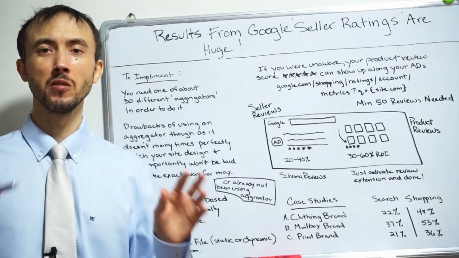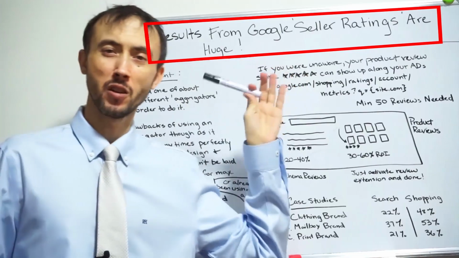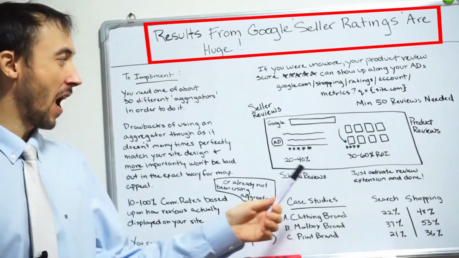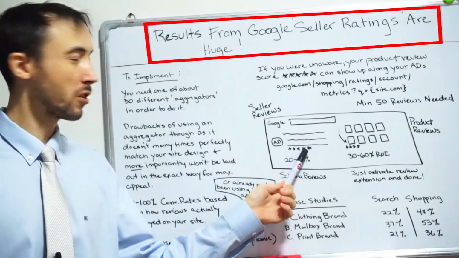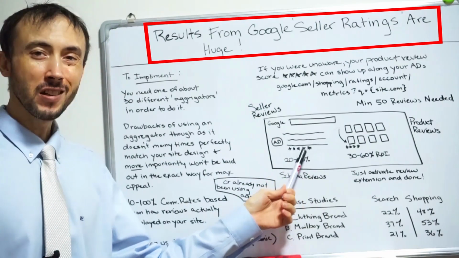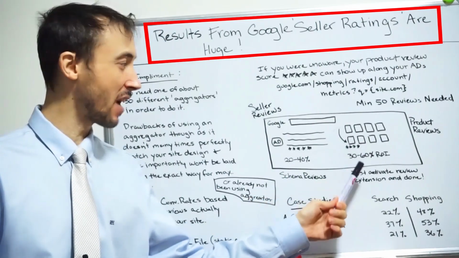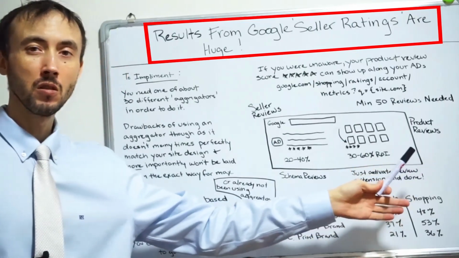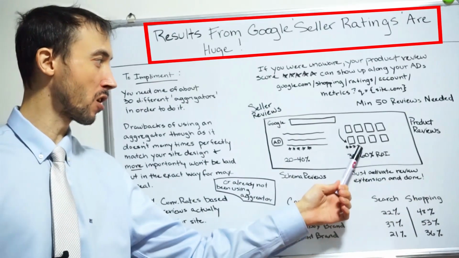Okay, talking about Google seller ratings today and how huge the results from those are. I'm going to tell you how huge they are and how you can get your stars, in other words, the little stars that show up on your Google search ads. I'm also going to talk about how you get your stars to show up on your shopping ads, which are actually called product reviews, shopping product reviews.